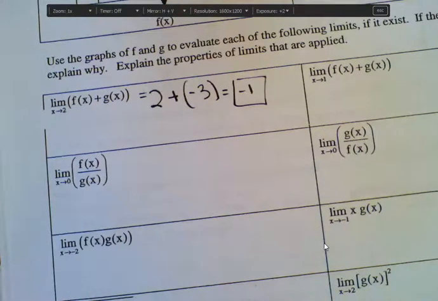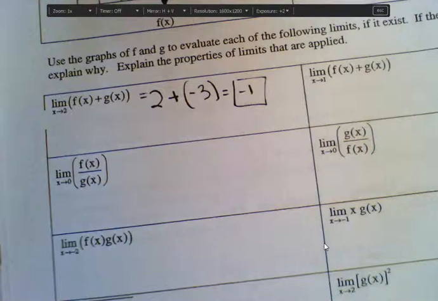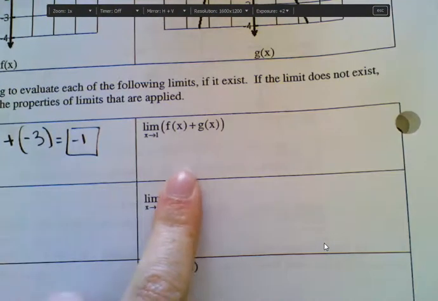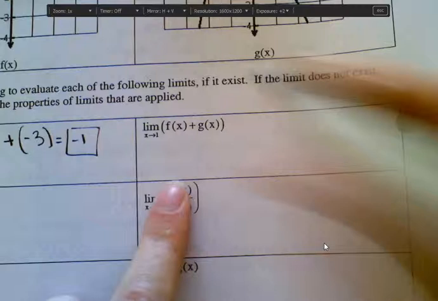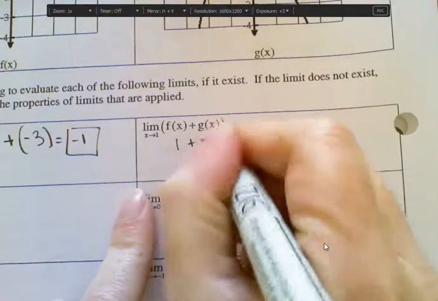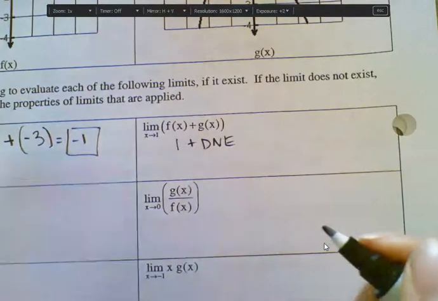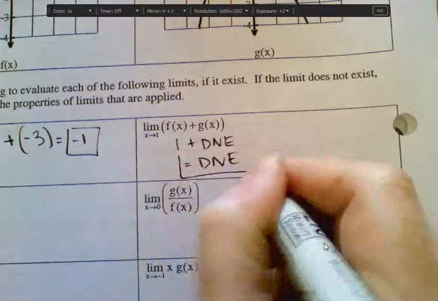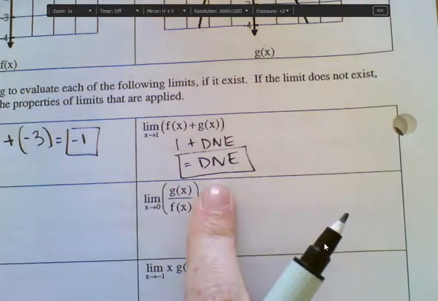Okay, so let's go over to the limit as x approaches 1 of f of x plus g of x. Eric, what did you get for your answer for this next one? I got 1 plus doesn't exist, and 1 equals doesn't exist. Yeah, you can't really add limits up when one does not exist, alright? So our final answer would be does not exist. And Mia, I know you were out yesterday. We can just write DNE for does not exist.